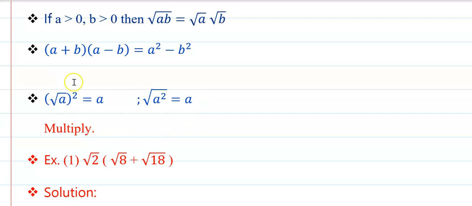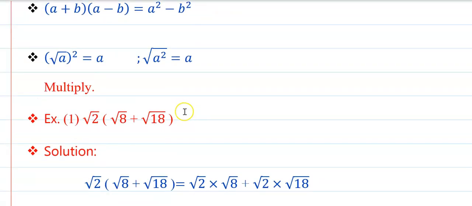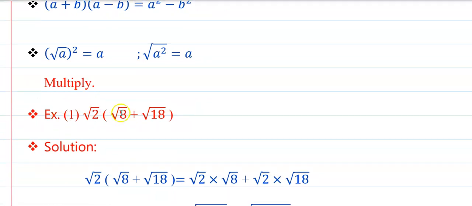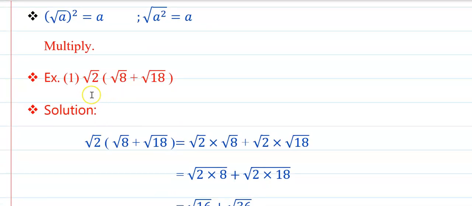Root of a bracket square is equal to a, and root of a square is equal to a. Both are the same and the value is a. या प्रकारे त्या दोघांची व्हॅल्यू सेम. Now next, multiplication बघणार आपण. First example, root 2 into in bracket root 8 plus root 18.